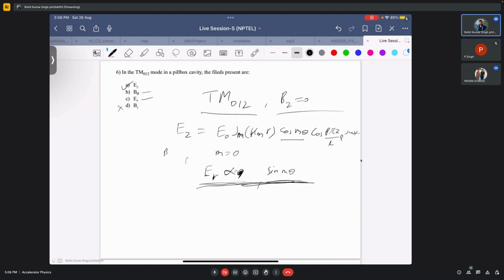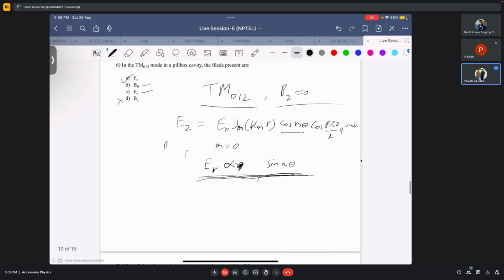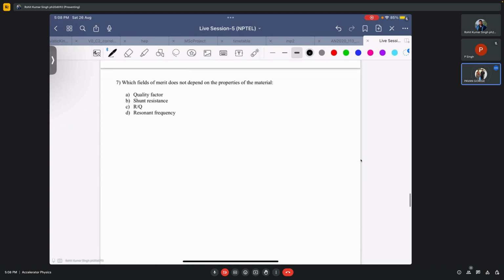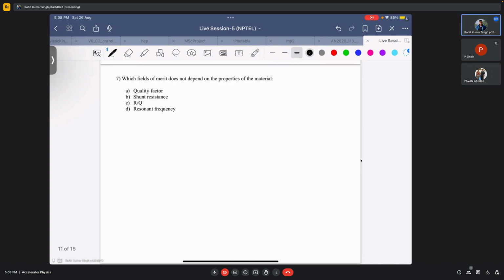What is the radial dependence in transverse magnetic mode? Then we have a question. There are some figures of merit for a resonant cavity. I'll explain a little what these figures of merit are, to determine which is a good resonant cavity.